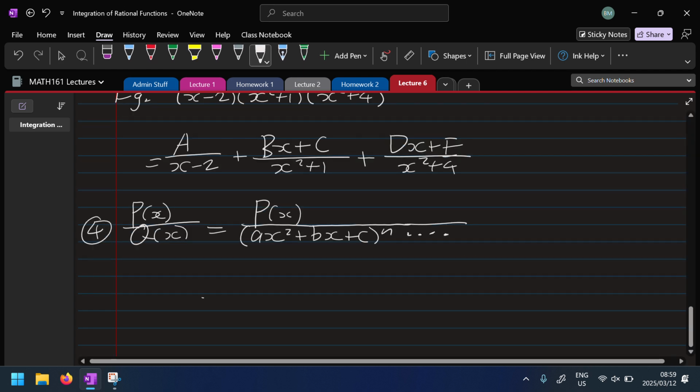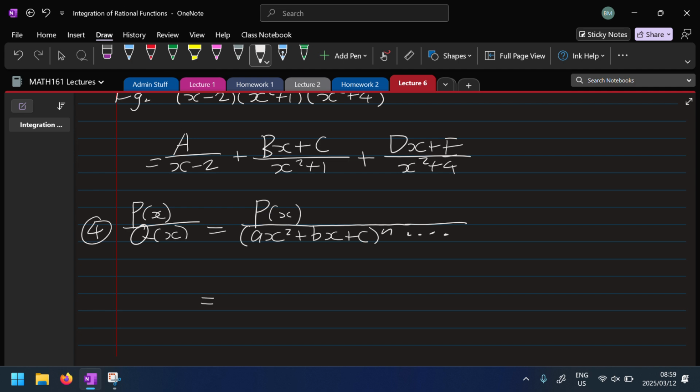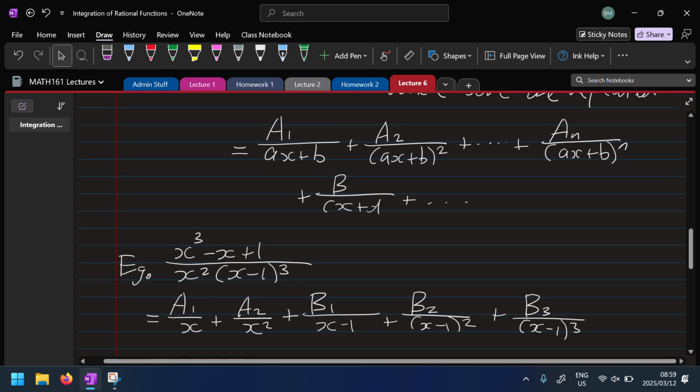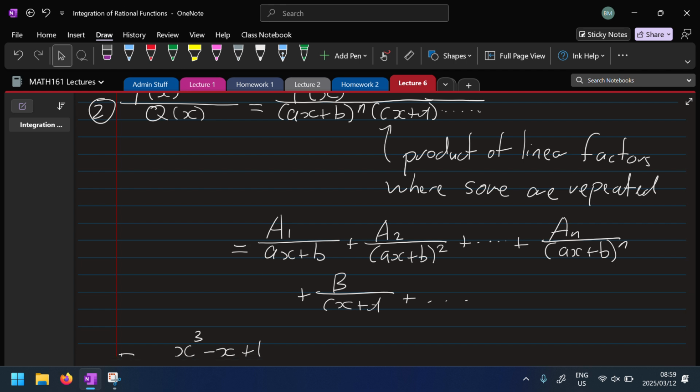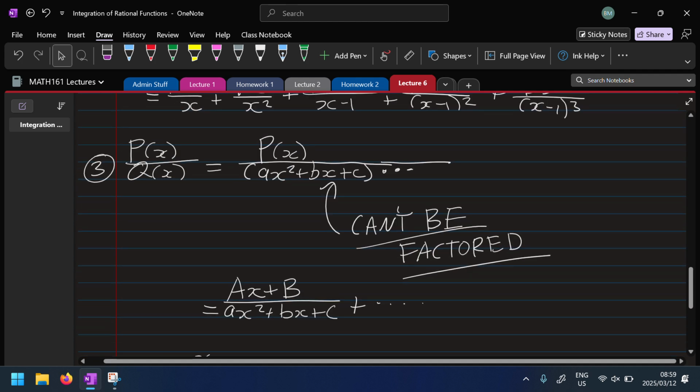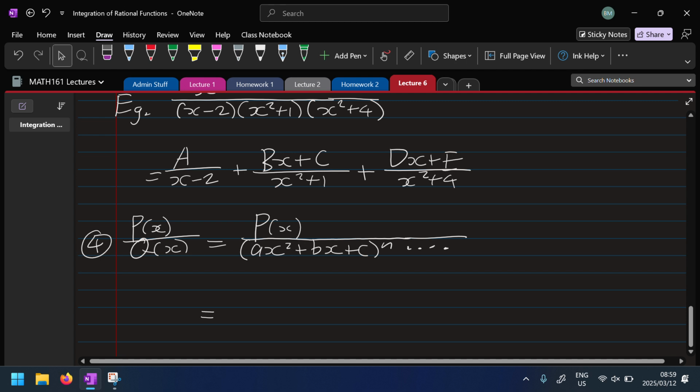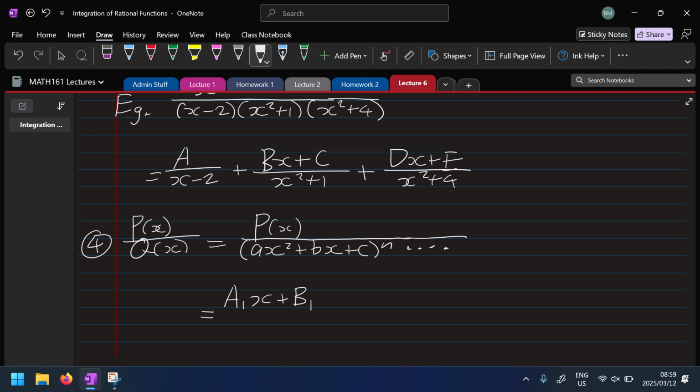Okay, so what is this going to be? Well, it's the same idea we had with the linear one. In the linear case, if we go back up here, we had a1 over the linear term, a2 over the linear term squared, a3 over the linear term cubed. We're going to have the same thing. So we're going to have a1x plus b1, because remember, it's quadratic, so the top has to be linear, over ax squared plus bx plus c. So that's the first repetition.